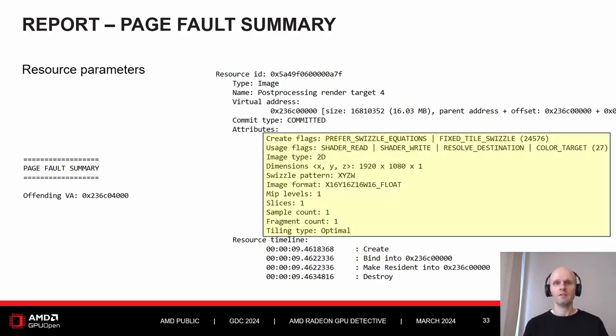We show many parameters of the resource. For example, for textures, we show texture dimensions, pixel format, flags, etc. They can help to identify which resource was that.